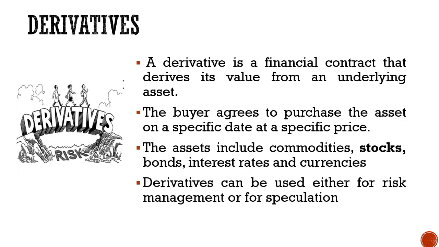Now the derivatives is basically used either for risk management, which is also termed as hedging, where you're trying to lower your risk, or for speculation. Speculation is another term used for betting. You are assuming that in future the price may increase or decrease. So based on your assumption, you are trying to speculate the market, and based on that you can buy a particular asset at a specific date and at a specific price. So this is known as derivative.